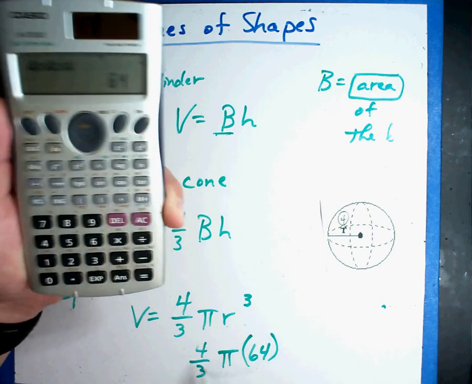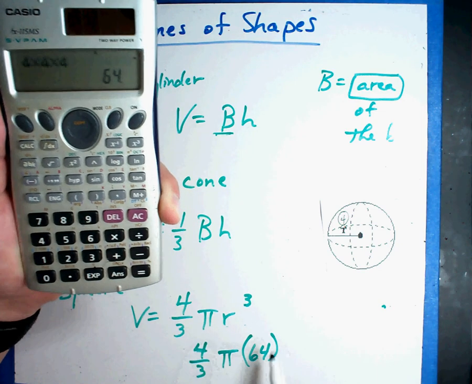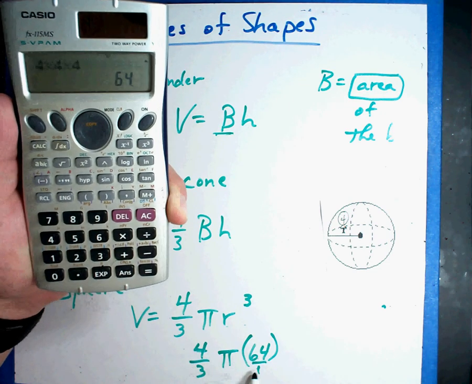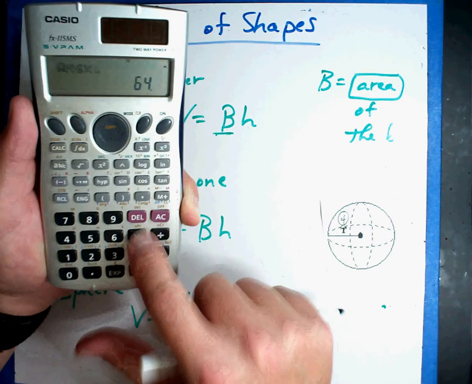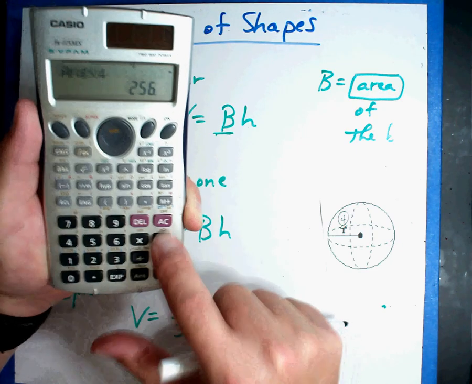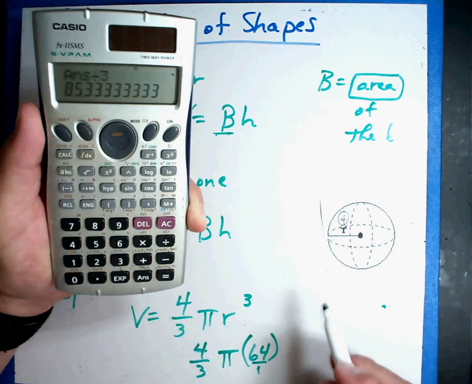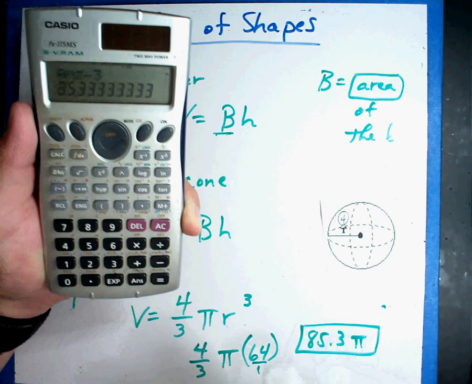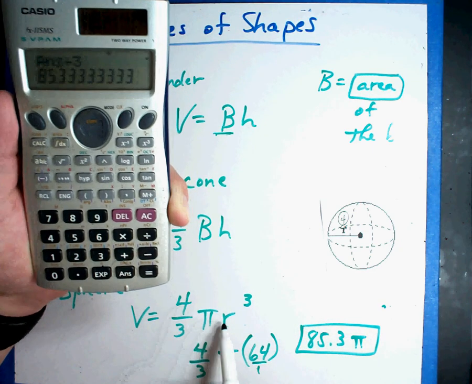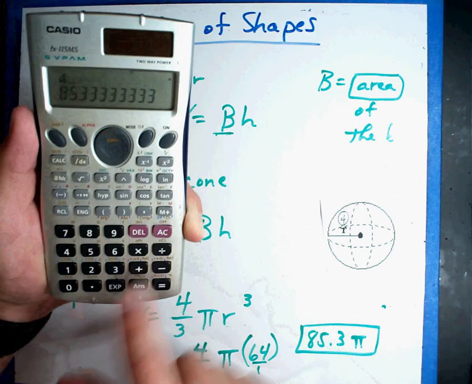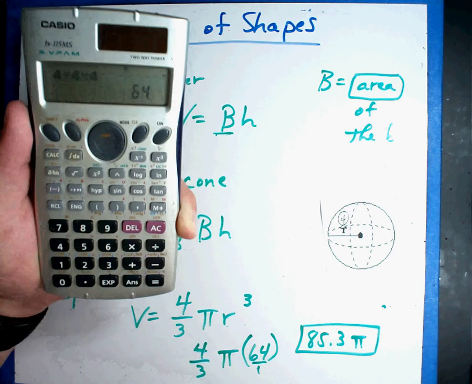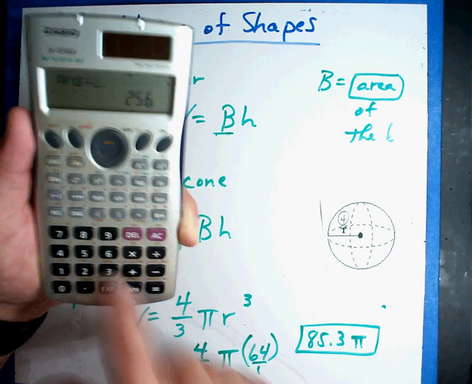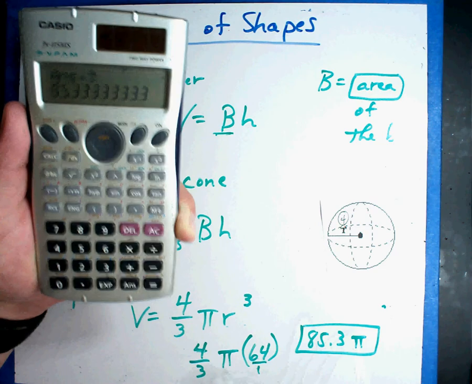You may not know how to do 4/3, but here's the easiest way. If I put it over 1, I multiply the tops and divide by the bottom. So I'm going to take 64 times 4, then divide it by 3, and I get 85.3 pi. Let me do that one more time. 4/3 pi times the radius cubed. The radius was 4. 4 times 4 times 4 was 64. I multiply it times the 4 on top, divide by 3, and I get 85.3 times pi.